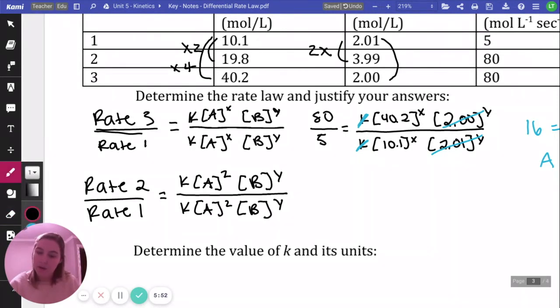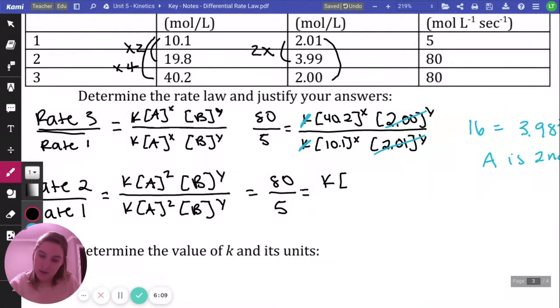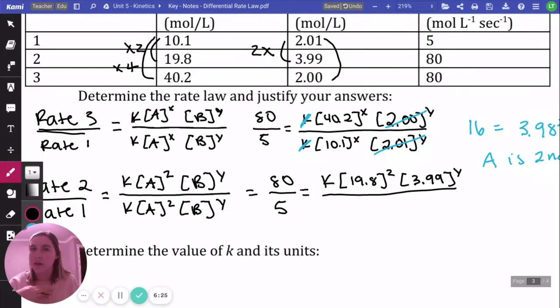So let's plug in our values. For rate 2, once again, we got our rate of 80. Rate 1 would be 5. And then we don't know our K value, but we do know our values for the other ones. So for rate 2, A started out at 19.8 squared times concentration of B for rate 2, which would be 3.99 to the Y value. Honestly, the thing I struggle with most on the math here is keeping straight which values I need to plug in on which side. I think personally that's the hardest part of solving it this way.